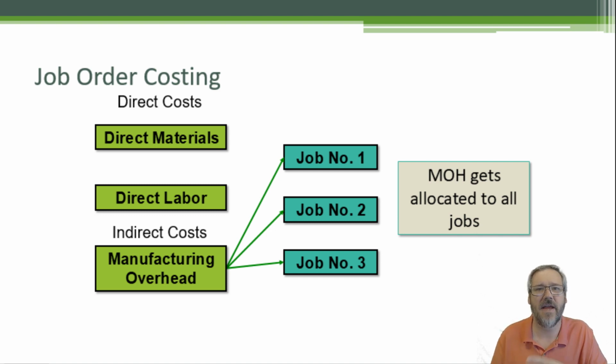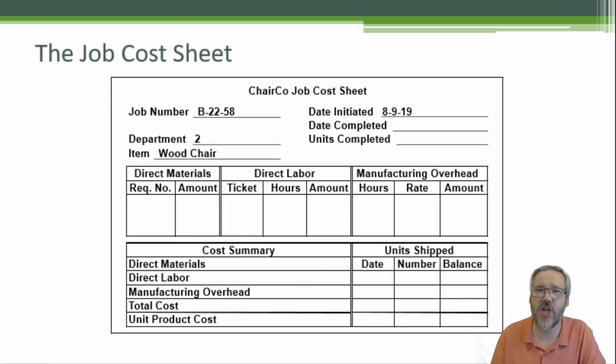And anytime we start a job under a job order costing type of process, we're going to start with a job cost sheet. In this example, we've got a chair company. They make wooden chairs. Works for me. I've got a job cost sheet for Chairco. The job number is listed B-22-58, and this is going to allow me to track all costs that get applied to this job. There's some other information on this slide too, like the department number, which again we can use to track to this department and see the costs that go to this department.